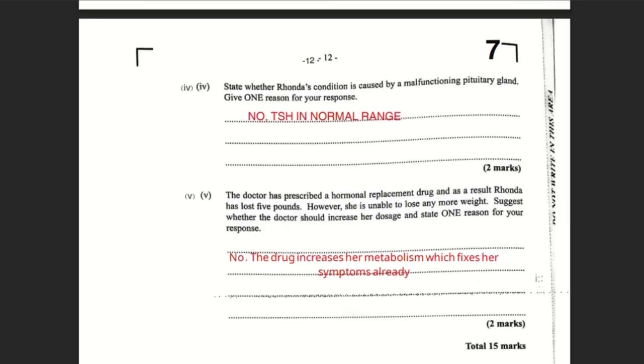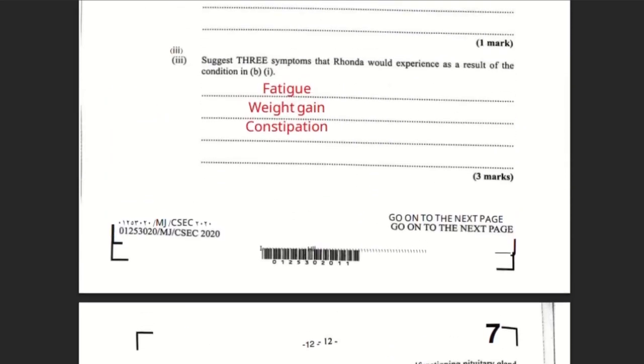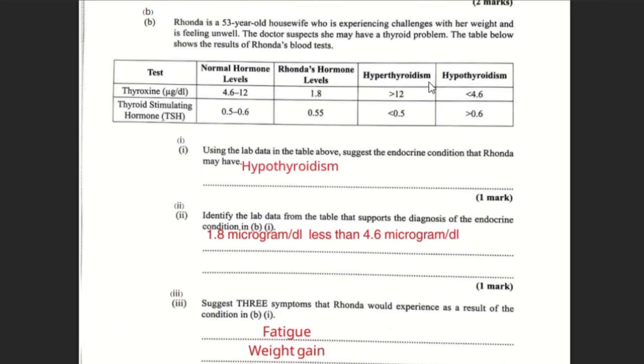So basically, we say no, it's not the pituitary gland that is malfunctioning. And how we know is because the thyroid stimulating hormone is in the normal range. The thyroid stimulating hormone is what is released by the pituitary gland, right? So if it was the pituitary gland that was malfunctioning, this value would not be in a normal range. So let's go back up and look. Rhonda's level for the thyroid stimulating hormone is 0.5, which is within the normal range. So that is how we know that the pituitary gland is not malfunctioning, right? That is how we know right here.